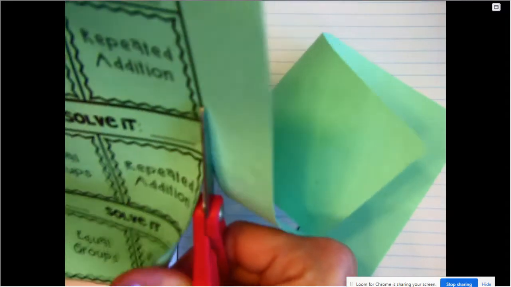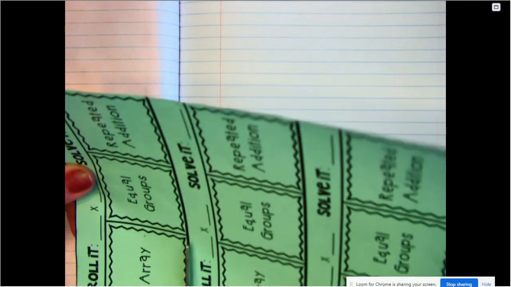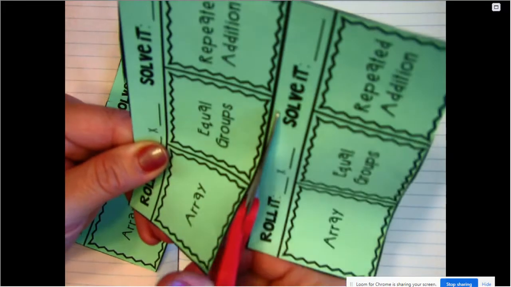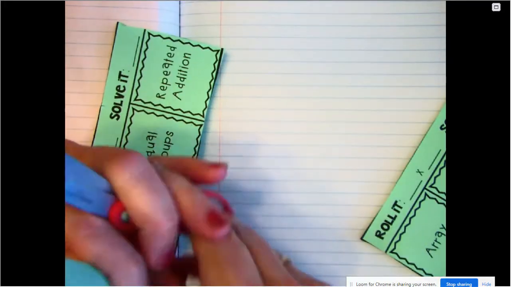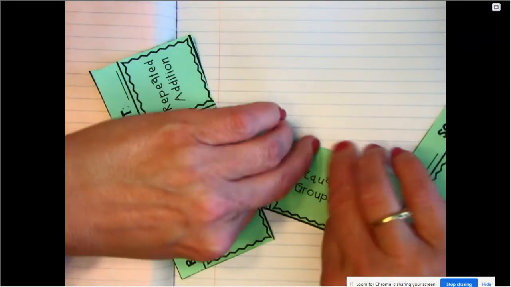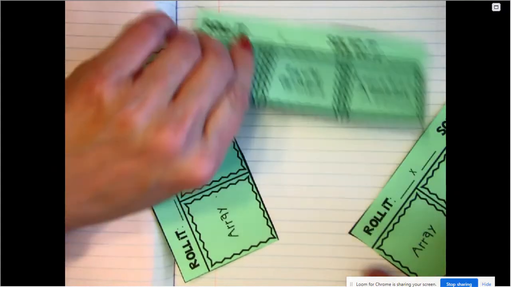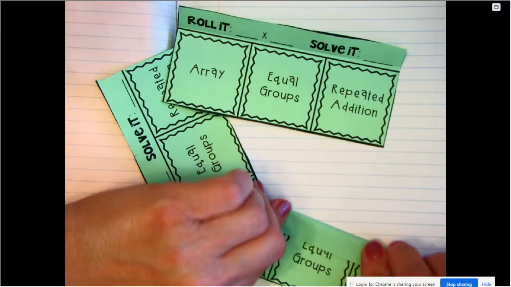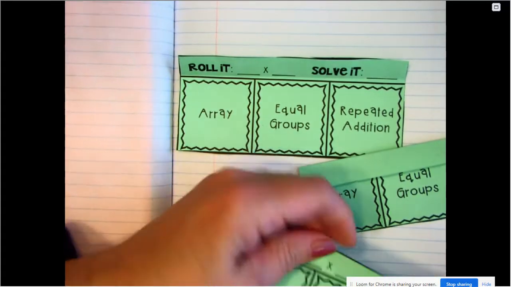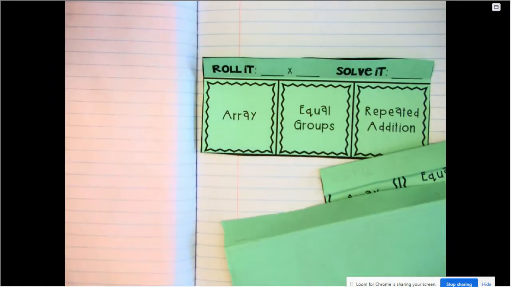Now, if you needed to, go back to what we just finished if you need anything else to get caught up on. We're going to cut it right above the word roll it. And then again, right above the word roll it. Okay. And then this part up here where it says roll it and solve it, that's going to be the top. So we can fold it over and put it back. And this part that we're folding over, this is where our glue is going to go. Okay, so it doesn't matter which one you put on top because they are all the same.